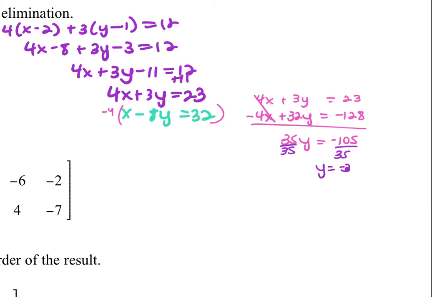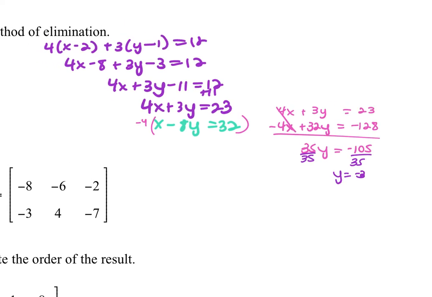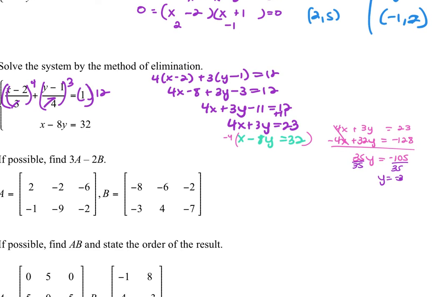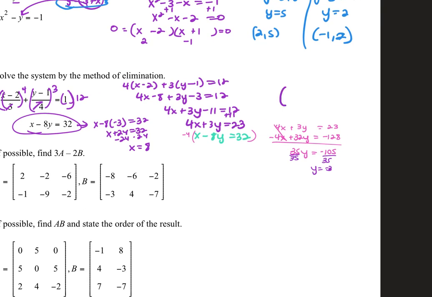And then plug that back in. I can plug it back into any of these, but let's say I plug it back into that second one here. I would get x minus 8 times negative 3 equals 32. x plus 24 equals 32. Subtract the 24, and x equals 8. So my coordinate point here is 8, negative 3.